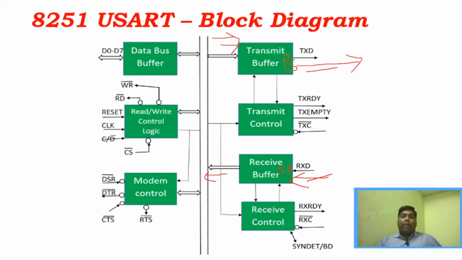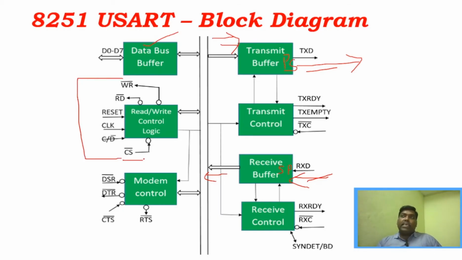Right? And apart from this, the very important thing is data bus buffer, where this data bus buffer is interfaced with the microprocessor system bus. Right? So any particular data that has been transmitted between microprocessor and 8251 will happen only in this data bus buffer. And we have a read-write control logic, where these are the control signals which are important for this 8251. Right? And this CS is nothing but chip select.